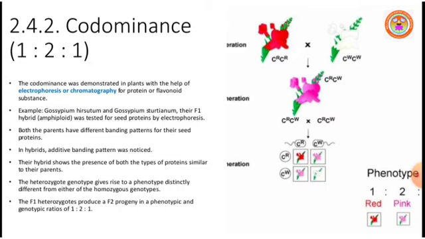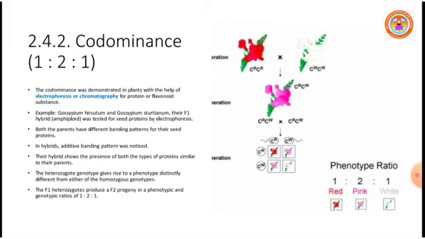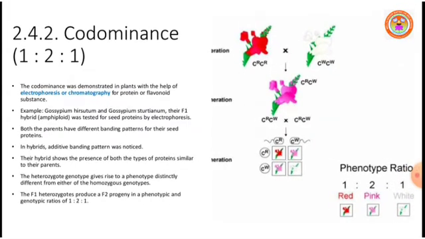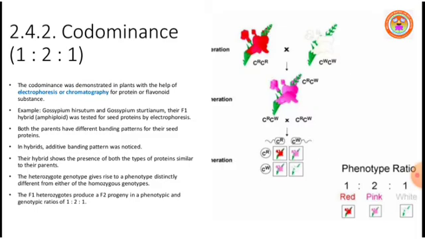The hybrid of Gossypium hirsutum and Gossypium stewartianum shows the presence of both types of proteins, similar to their parents. The heterozygote genotype gives rise to a phenotype distinctly different from either of the homozygous genotypes.